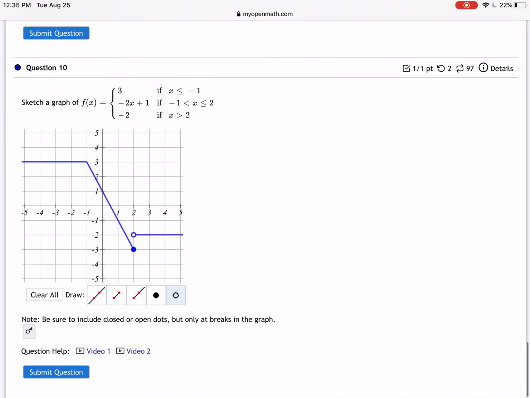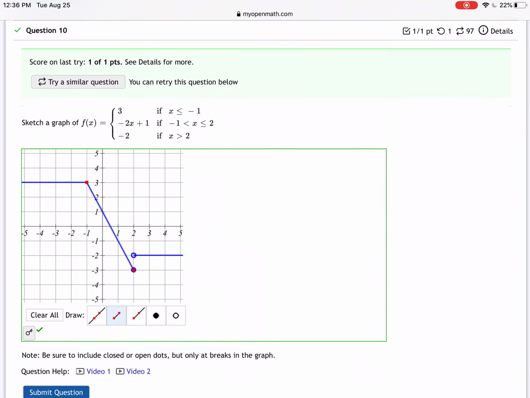So this is it. That's all you put the dots on. And if you submit, hopefully, yay, we get the full credit there.